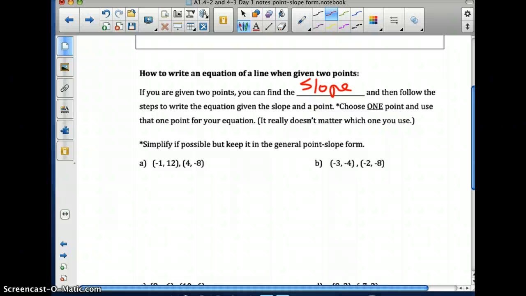Given 2 points, everybody find the slope of the line that goes through those 2 points first. 12 plus 8 over -1 minus 4. Does everybody agree that slope equals -4? Yes. You have to find that first to use point slope form.